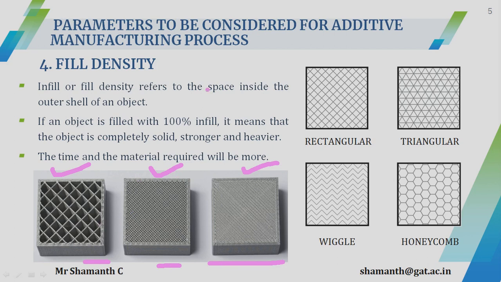There are certain patterns that you can use to fill the inner space inside the shell, and that is rectangular. The patterns you are seeing in these models are rectangular patterns. You can also have triangular patterns as well. Then you can have patterns in the form of a wiggle, and then you can have honeycomb-shaped patterns. So these are some of the patterns which are used to fill the inner space present inside the shell. Once you define the thickness, you need to think about filling the inner space, and that is nothing but the fill density. Hope you have understood what exactly fill density is.